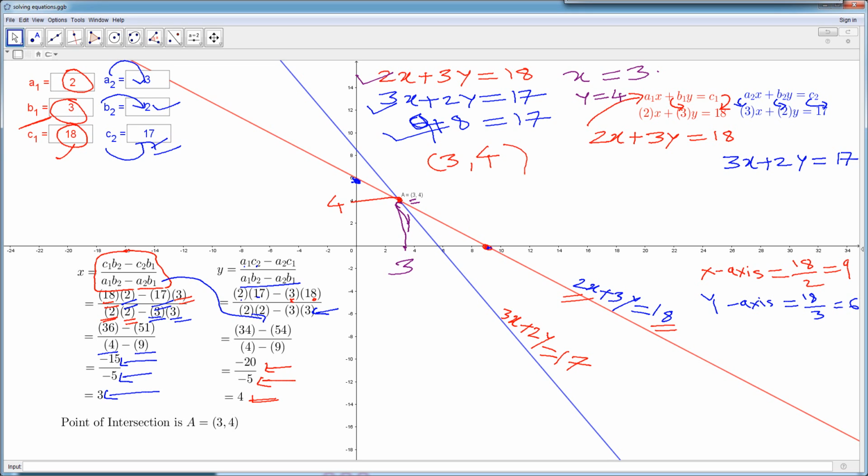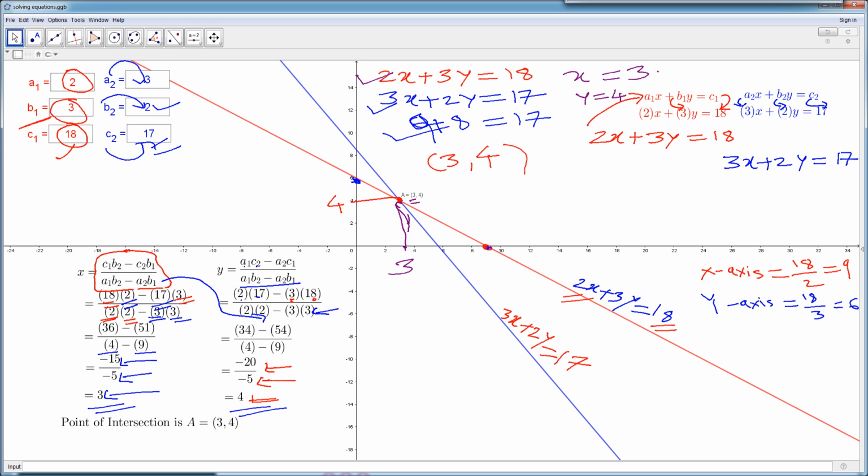As I mentioned, there are other methods to solve simultaneous equations. You can use them as well, but it is better to remember the formula so that in case values of a1, b1, c1 and a2, b2, c2 are complex, you can just simply substitute these values and get values of x coordinate and y coordinate.